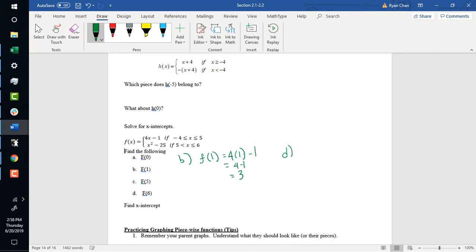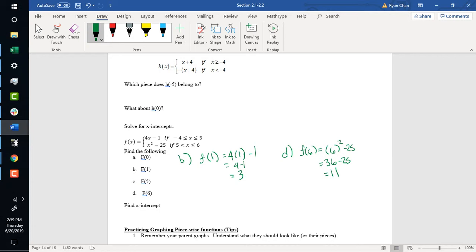Now, if I do part D, it's a little bit different. Part D says I need to find f of 6. Now, when I'm doing f of 6, I notice that 6 falls under the second one, because the second one only contains everything between 5 and 6, excluding 5. So I'm going to plug this into x squared minus 25, and I do parentheses 6 squared minus 25, and that will be 36 minus 25, and that equals 11. So you can see the difference between B and D based on the boundaries that the x value falls in.